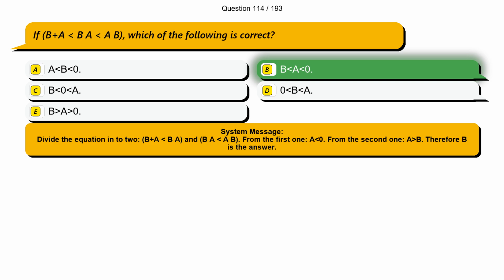Divide the equation into two, b plus a less than ba, and ba less than ab. From the first one, a less than 0. From the second one, a greater than b. Therefore B is the answer.